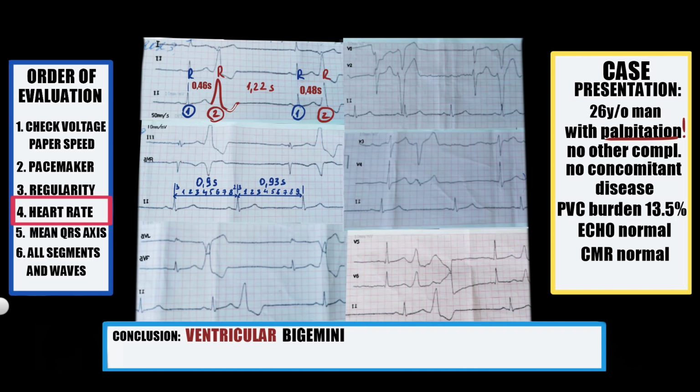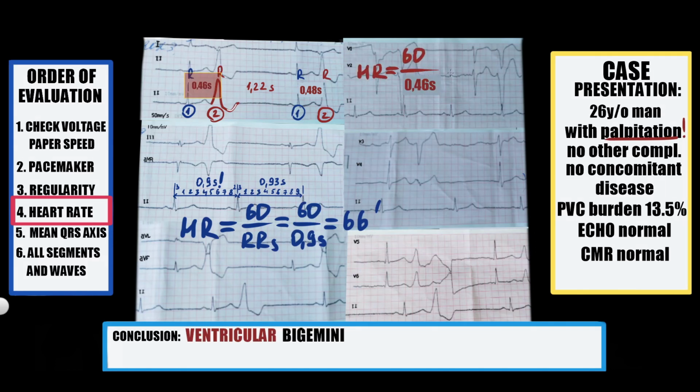The next step is heart rate. For calculation the heart rate, we need 60 divided by RR interval in seconds. In our example, in regular ECG part, heart rate is equal 66 beats per minute. In extrasystolic part it is equal 130 and 49 beats per minute respectively.